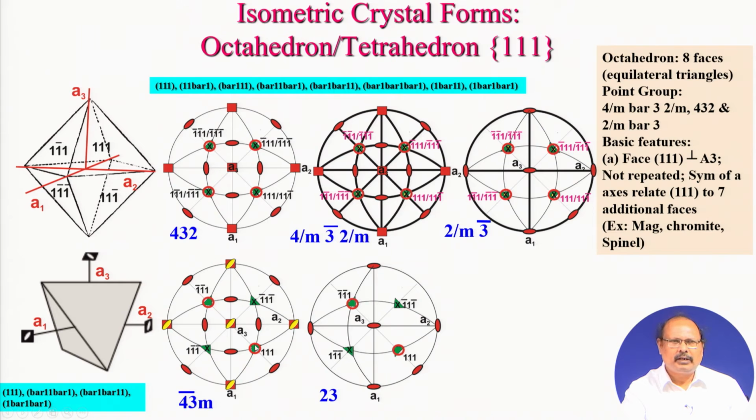Immediately you know that this open symbol, that is 1 1 1, has intersected the positive direction of the A3 axis. After 180 degree rotation it will be regenerated here as another face, which also intersects the positive direction of the A3 axis, but this face will now intersect the negative direction of the A1 axis and the negative direction of the A2 axis here, and it will be given a symbol of bar 1 bar 1 1 here.